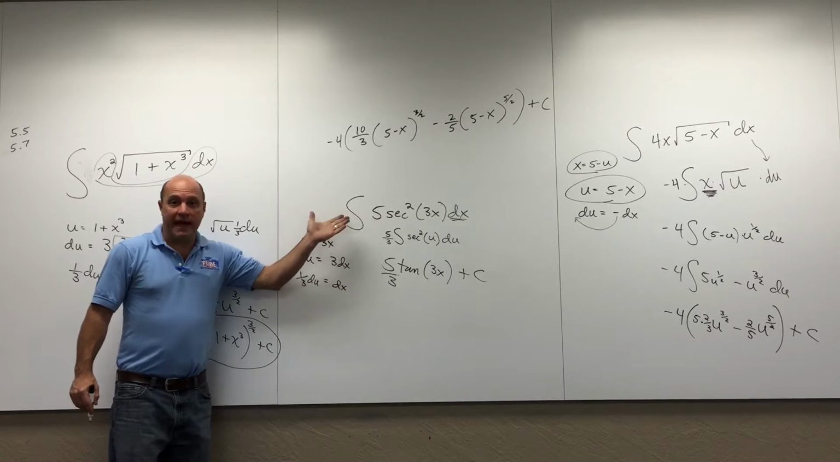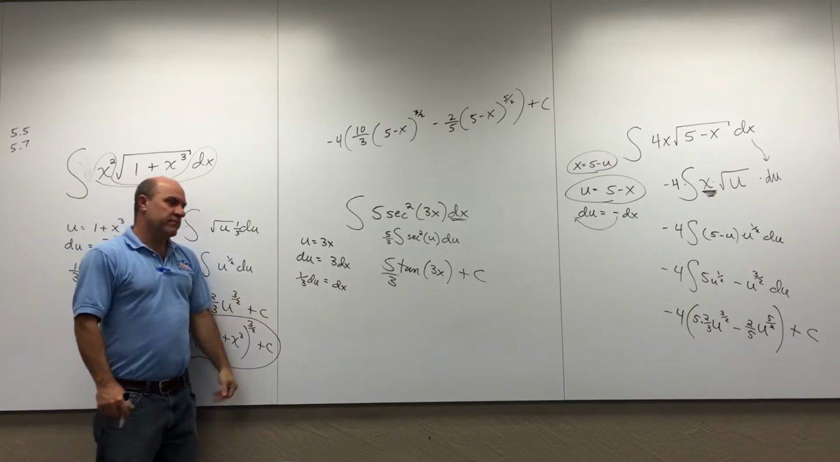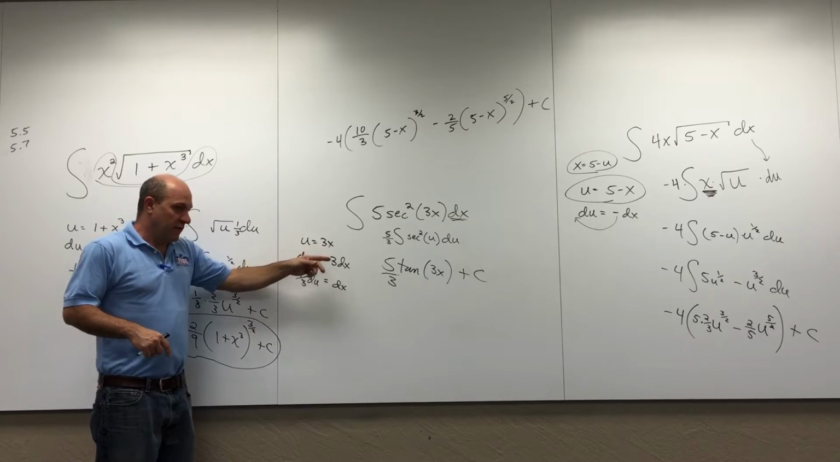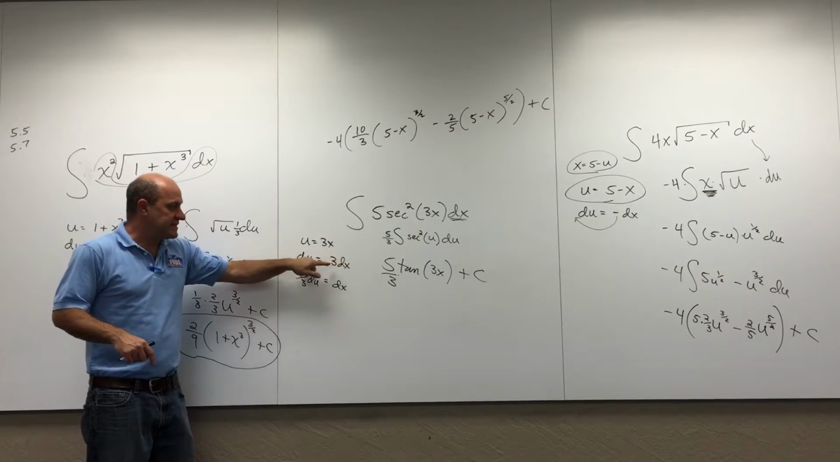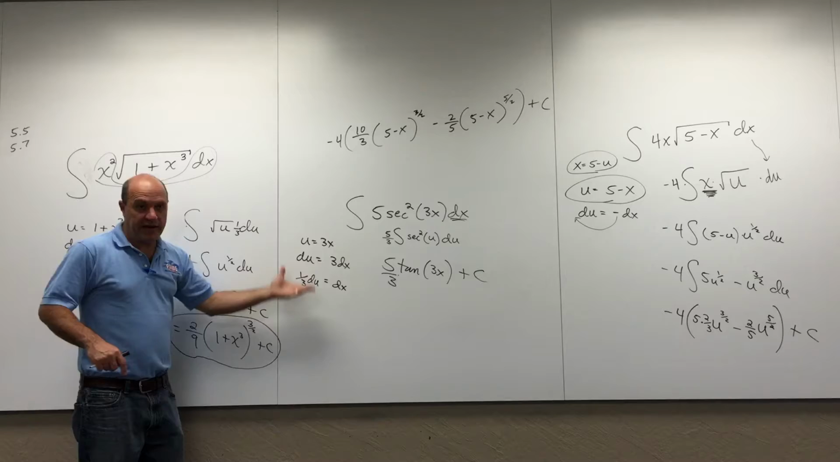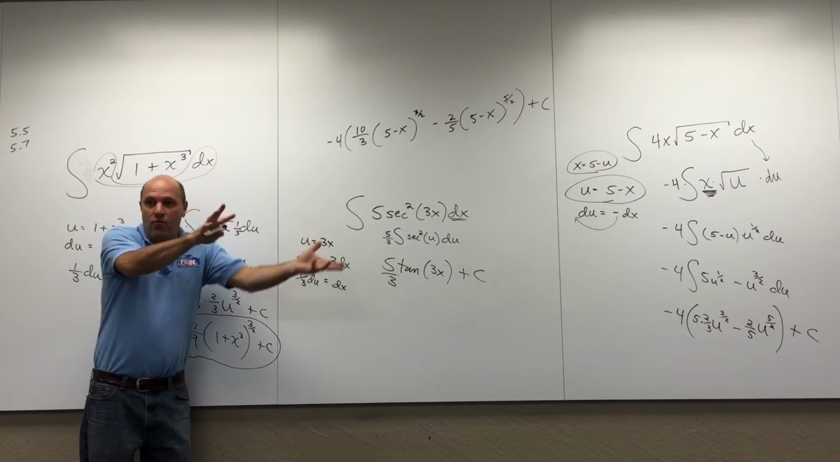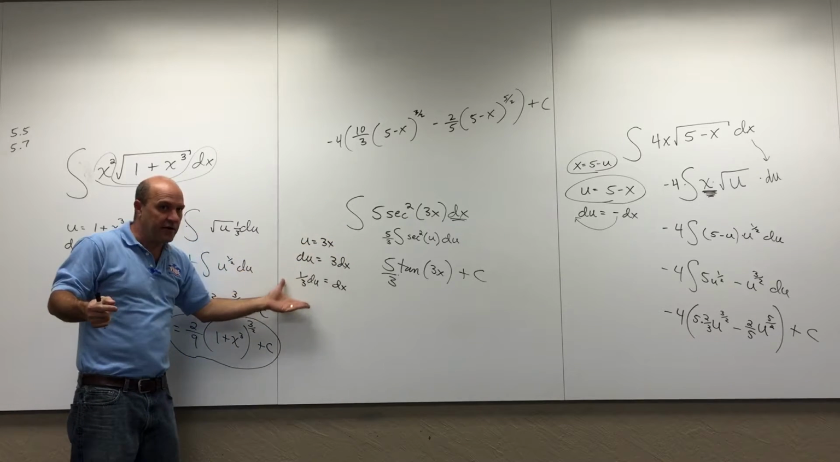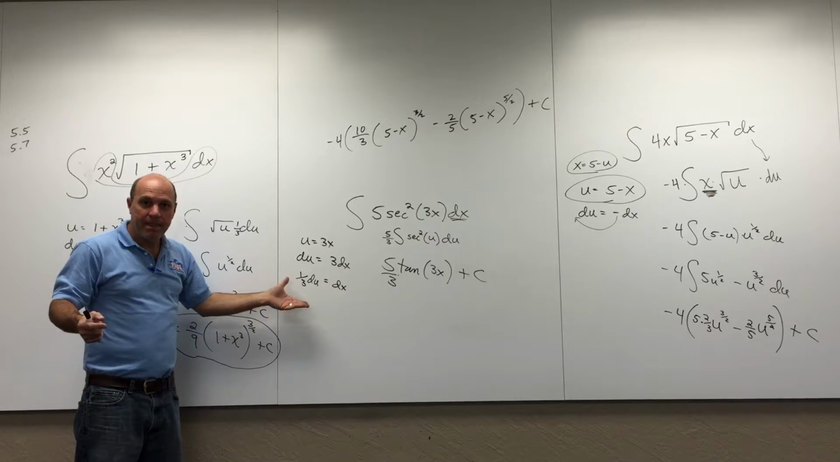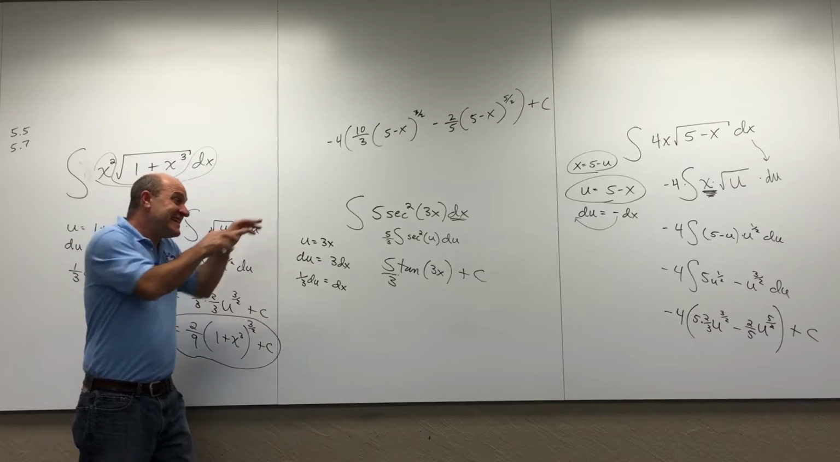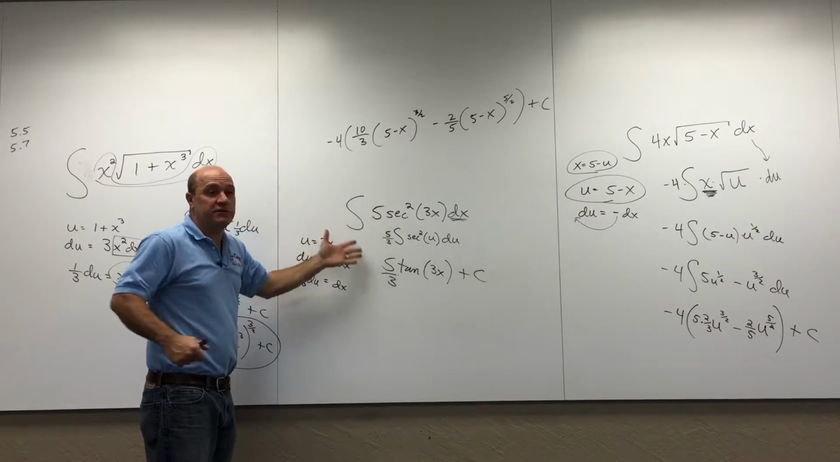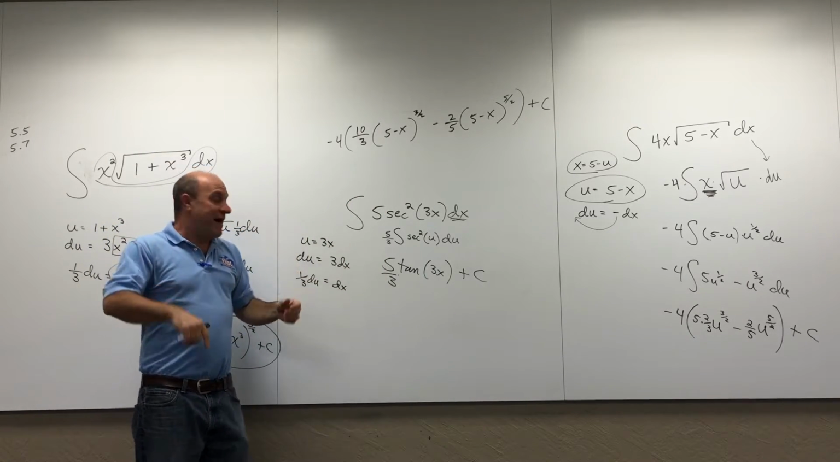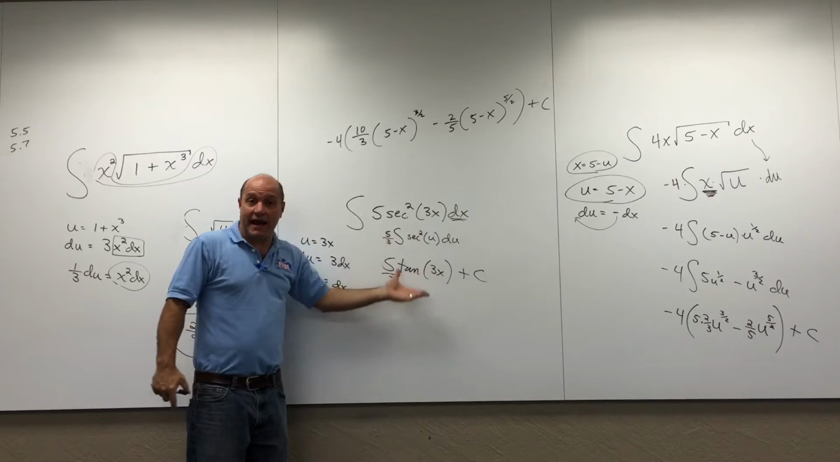A 1/3 popped out. How come a 1/3 popped out? Because you had to do U-substitution. And the relationship between du and dx has this 3 here. And that's the relationship. And it results in a 1/3. You didn't really see that in the problem, but you see it here. So that's easy. That's baby little U-substitution. Sometimes you might do it so fast in your head that you make that error that I made.